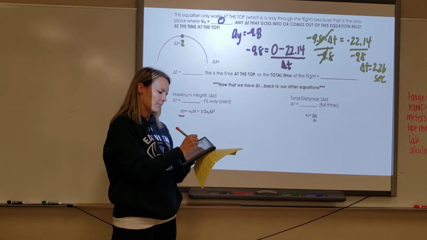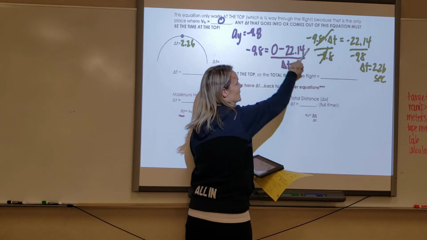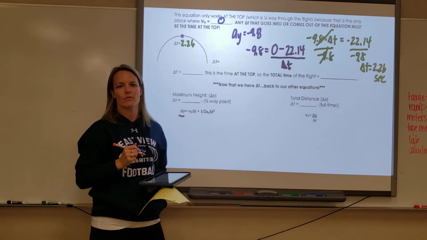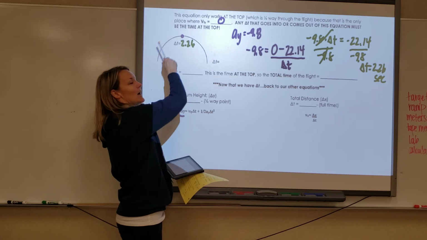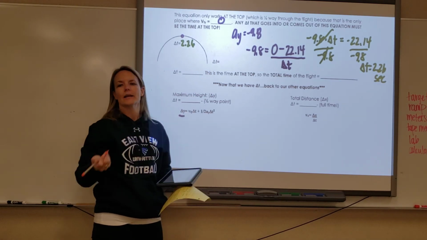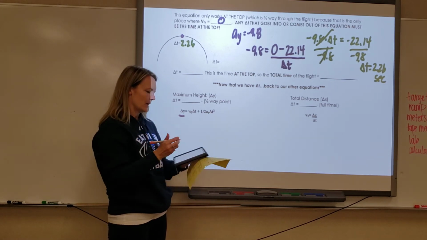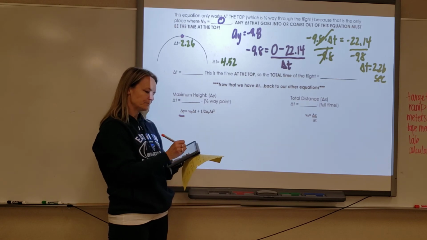That is the time right here at the top, because that is the only place that this equation works, because that is the only place where one of the y velocities is equal to 0. All right, if that's the time at the top, that's halfway through. In order to find the full time, all I have to do is multiply it by 2. So if I take 2.26 and multiply it by 2, I get 4.52 seconds.